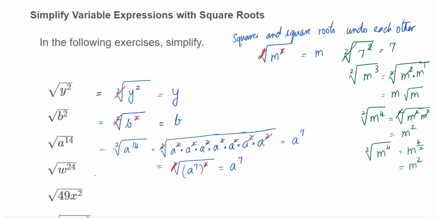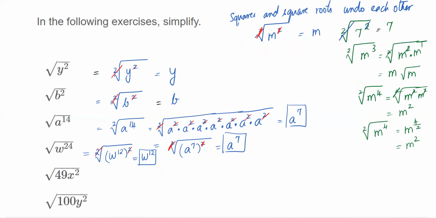So let's attempt the next one. I could write this as w power 12 the whole squared, because I'm trying to see 2 times what will give me 24. Well, it should be 12, right? So that this 2, the root and the power 2 will undo each other, leaving us with simply w power 12. I'm sorry, I'm kind of squeezing it there. They both give us the same answer, but I was just trying to show you that it was easier to do it as power rule.